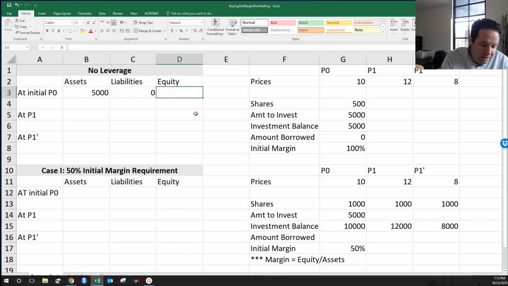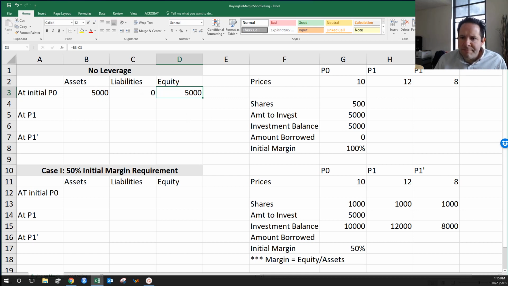How much equity do we have in this position? That's just going to be assets minus liabilities. If I've got my accounting right, this is the bottom line in my investment portfolio. This is how much money I have initially. It should be how much we put in, but that gives you a sense for how we can fill out this balance sheet.